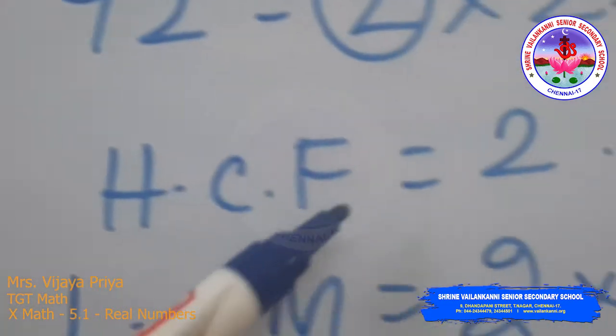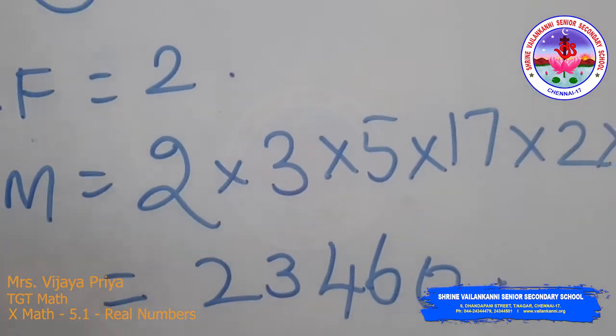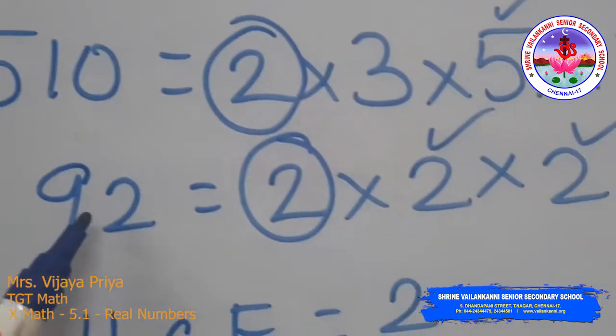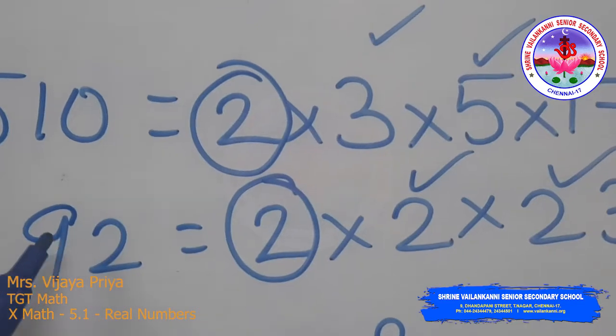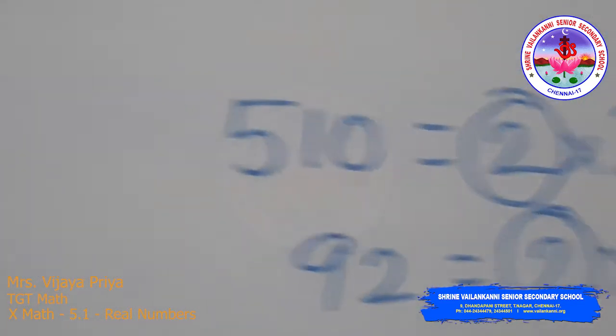So I got my HCF as 2, LCM as 23,460 for the given numbers 510 and 92. Now our second step is to verify LCM into HCF is equal to the product of two numbers.